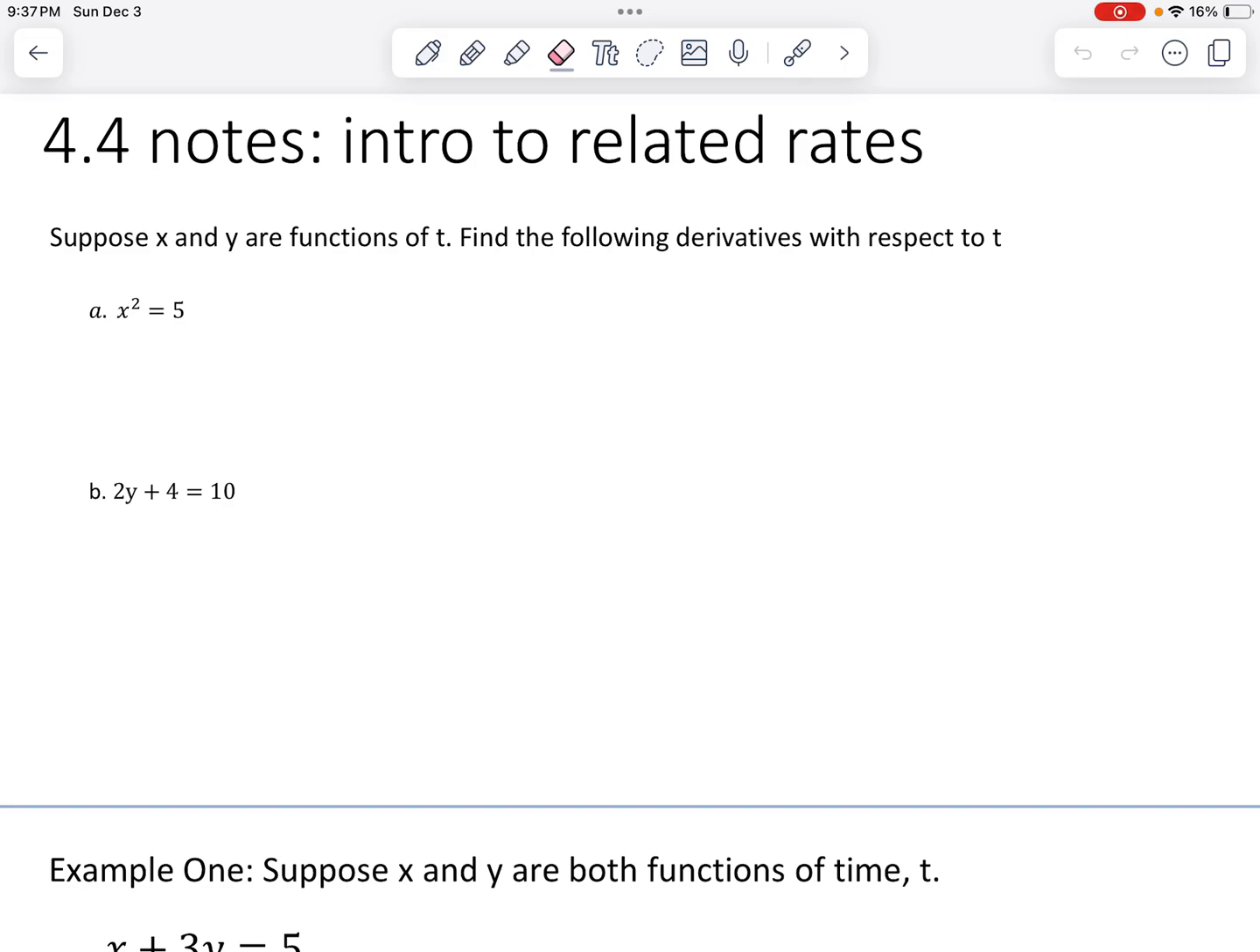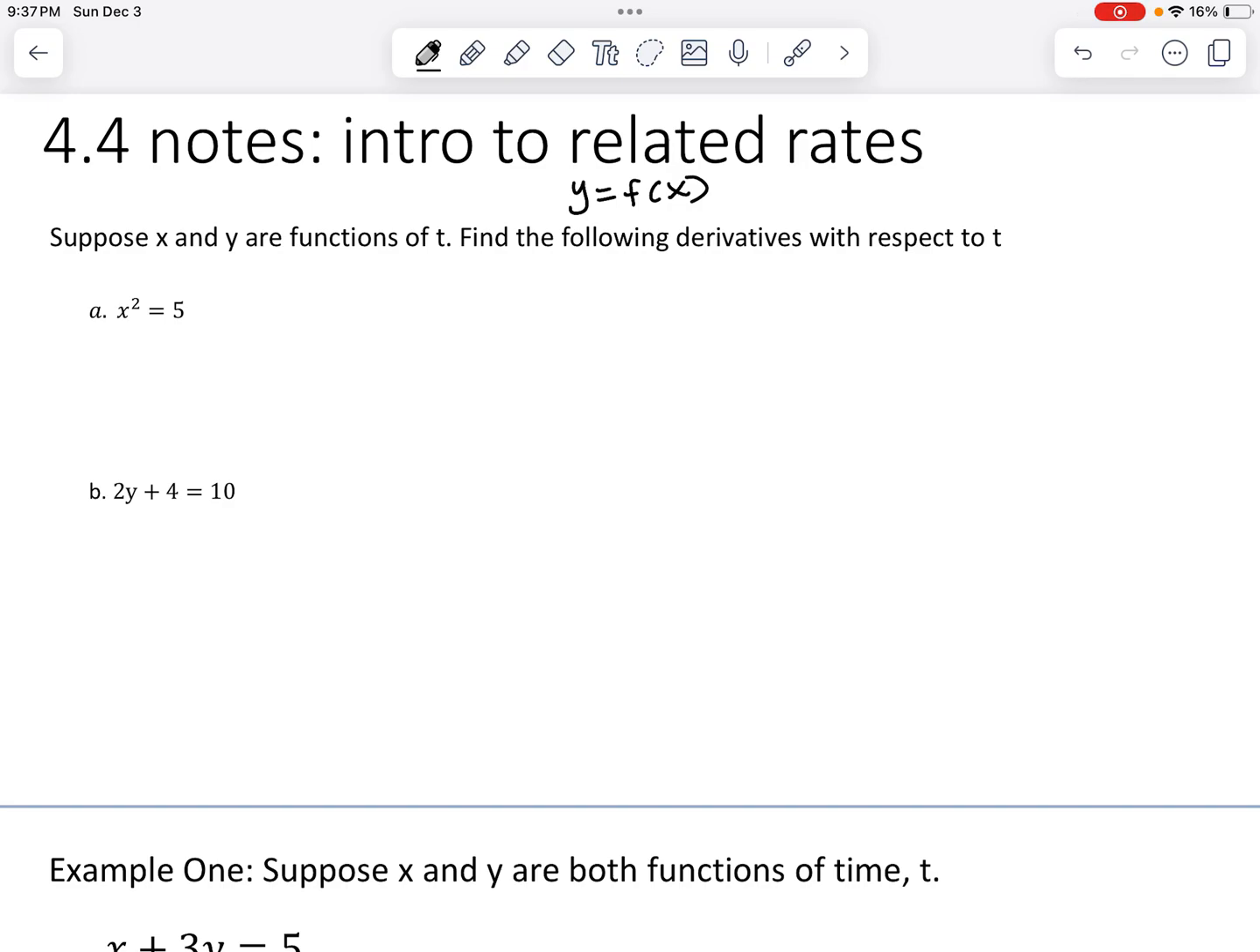But to start off with related rates, there's a concept that we have to go over. These two problems right here say, suppose x and y are functions of time. Find the following derivatives with respect to t. You might not notice this right off the bat, but in all of the problems that we've been doing so far, we have had y being a function of x. X has always been the independent variable, and y is the dependent variable, and it always depends on x.